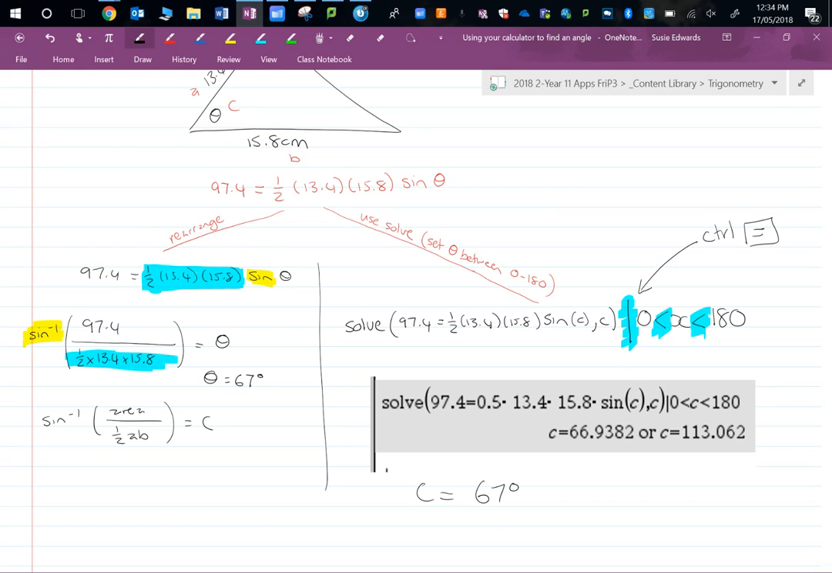Either way is fine. You choose what you're most comfortable with. All that's saying is solve for C, given that I want my answer to be between 0 and 180. You only have to do this when you're finding an angle using sine. It's the only time you have to do the parameters.